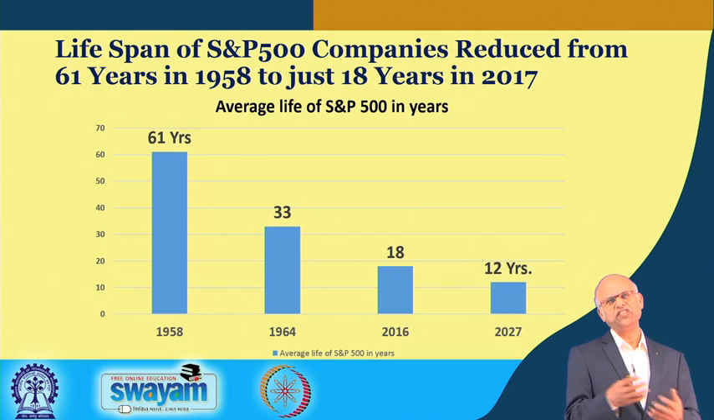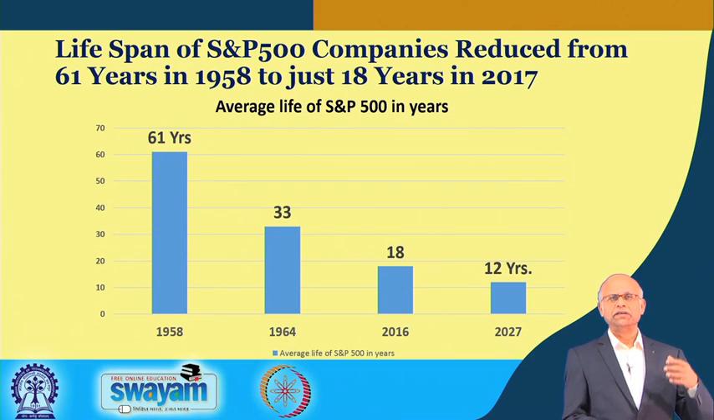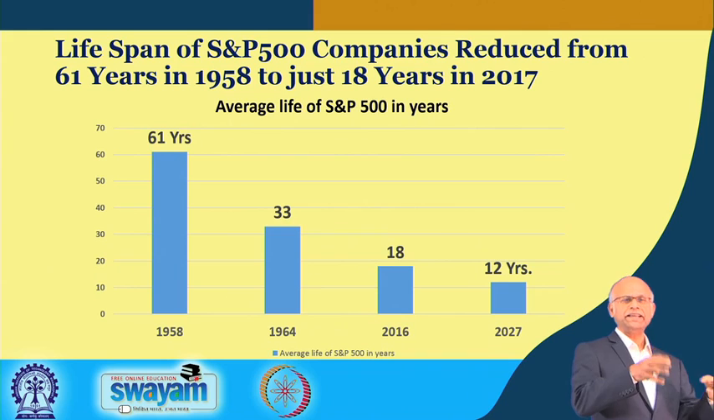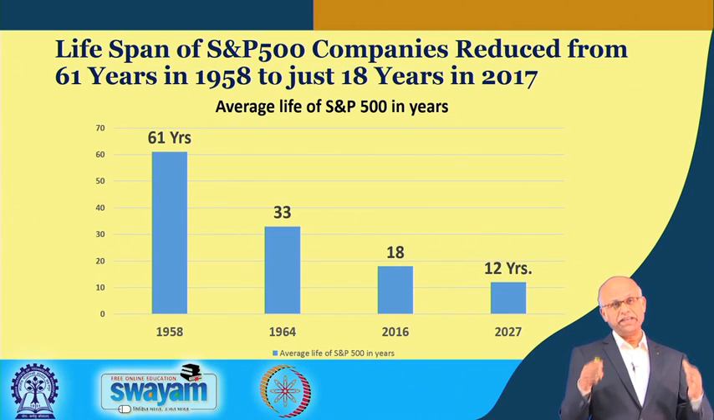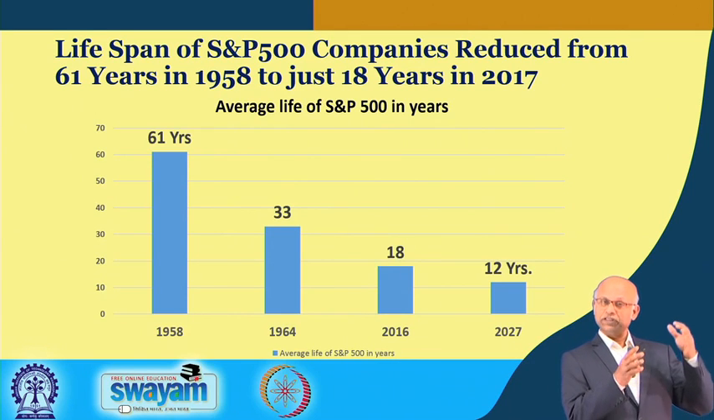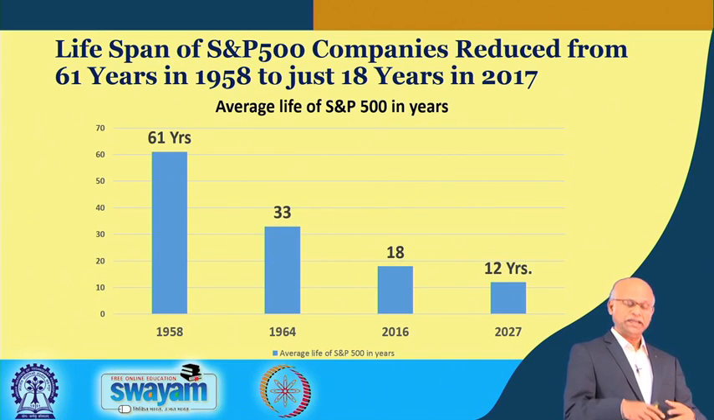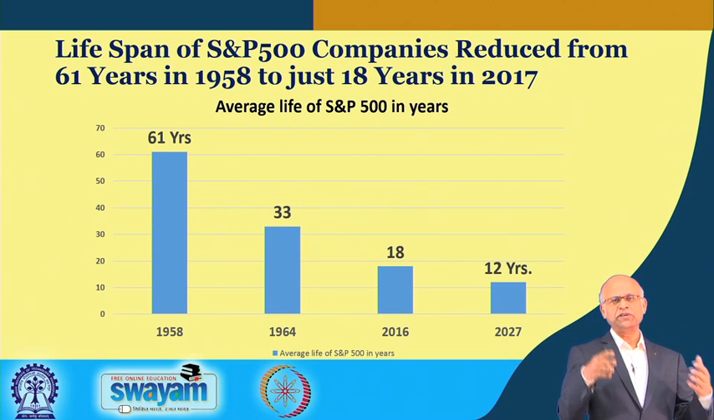just to drive home the point of how change has been accelerating over the years. Consider the life of Standard and Poor 500 companies, meaning a company grows and becomes a Fortune 500 company, and then it remains. In 1958 or so, it used to remain there for 61 years, as new companies took time to knock them out of the list. That has come down gradually to 18 years and is projected to come down to 12 years, meaning a company will grow, become one of the Fortune 500, and then remain there for 12 years.